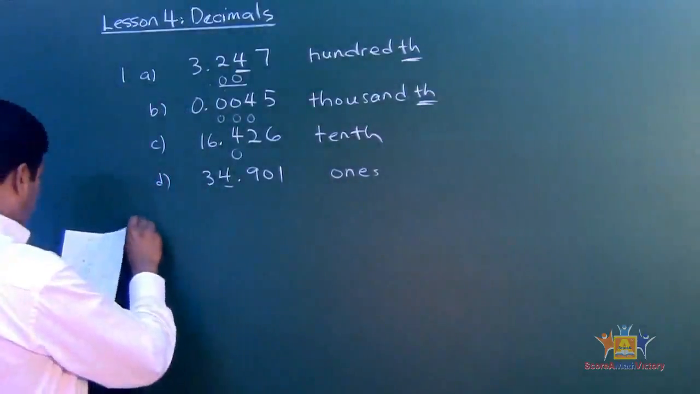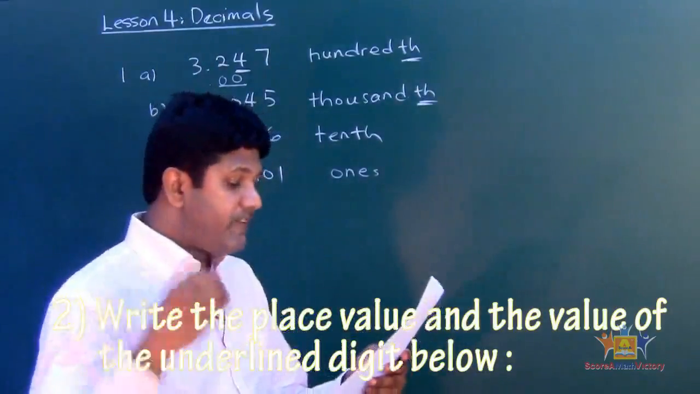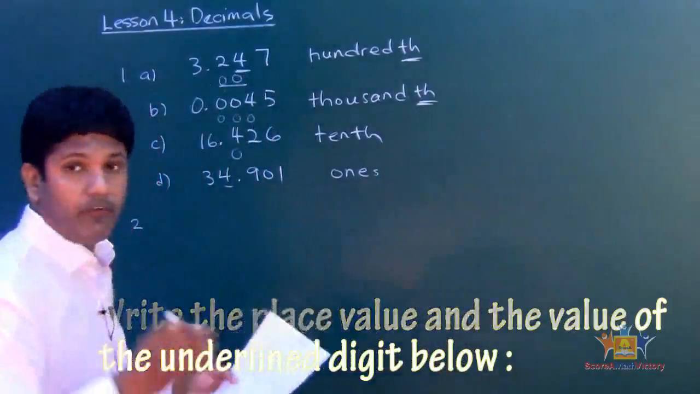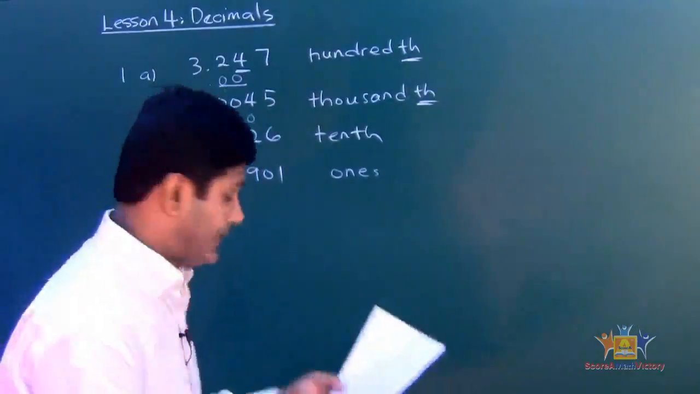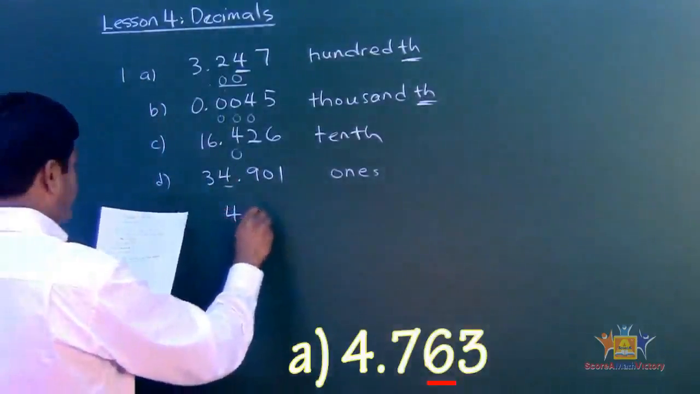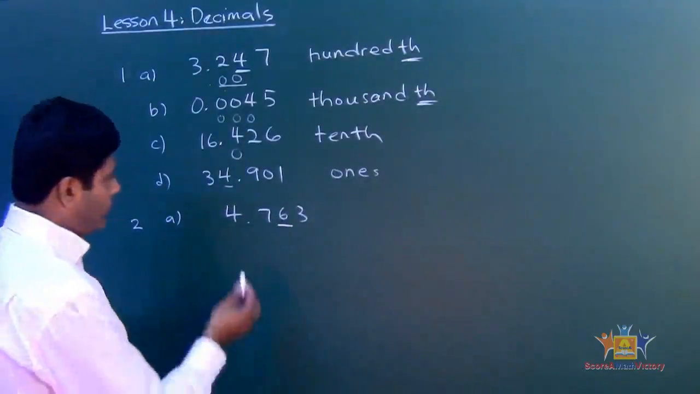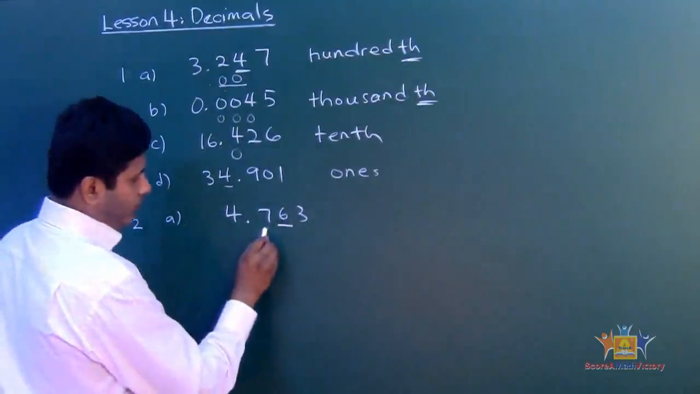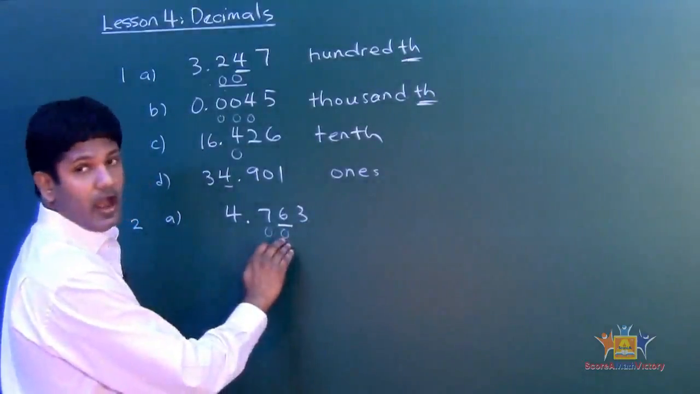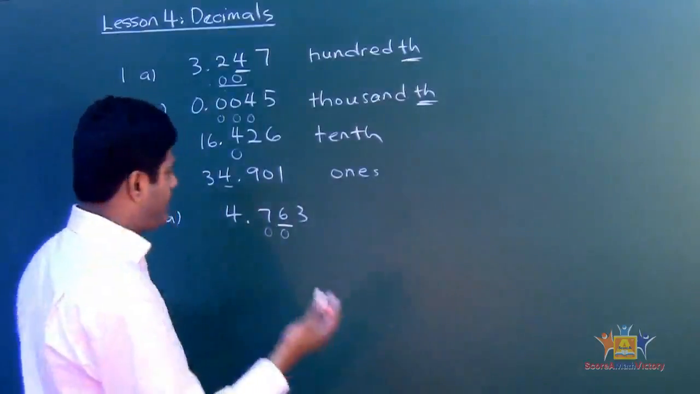Number 2, write the place value and the value of the underlined digit below. So in other words, we're going to find the place value plus the value of the digit. So 2A, we're given 4.763, and the underlined digit is 6. So the decimal right there, 1, 2. What's the place value for 6? Hundredth, because it has two zeros. What number has two zeros? 100. It means hundredth.